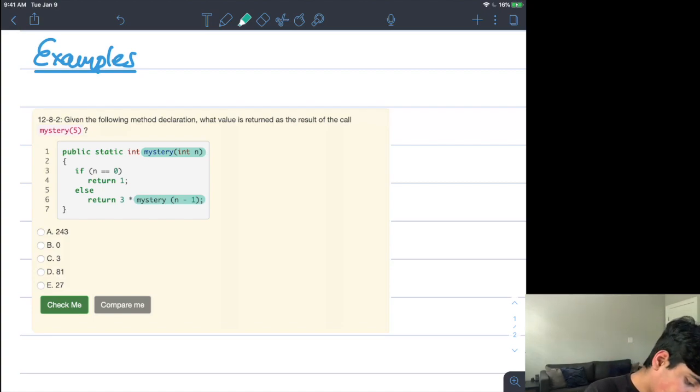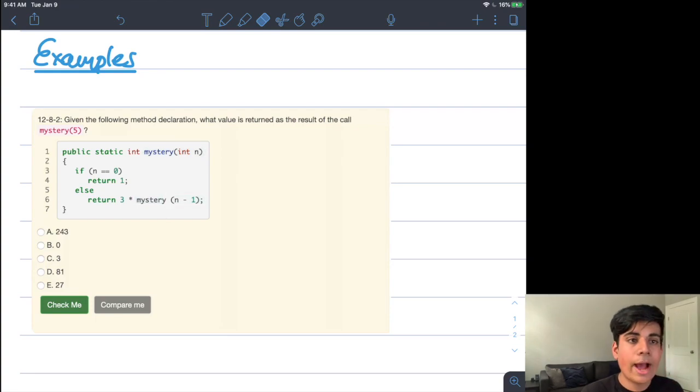All right, so let's get started with this question. I'm going to be showing you how to answer these type of recursion questions inside of Java. All right, so we're going to get started here. It says, given the following method declaration, what value is returned as the result of the call mystery5?